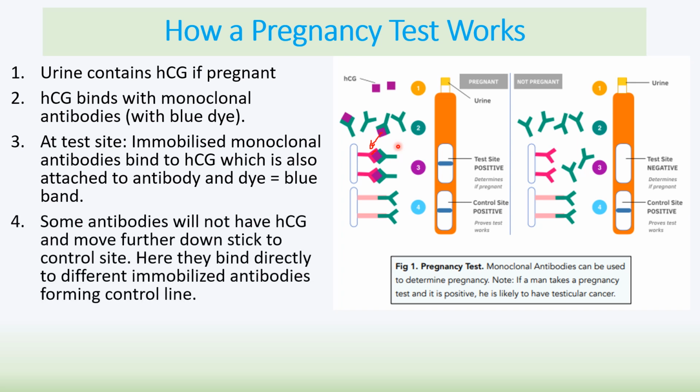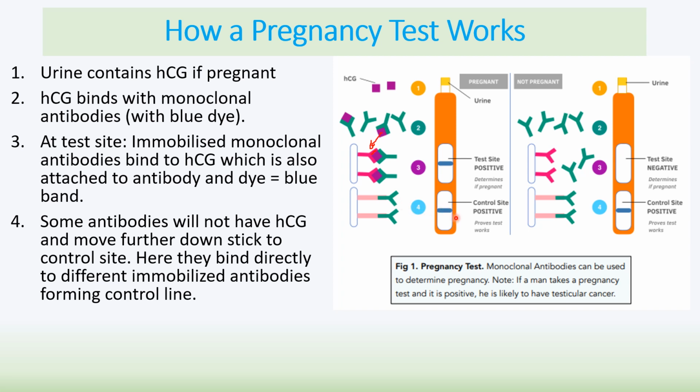Some of the monoclonal antibodies will not have HCG. There are too many of them to all have HCG hormone. So these ones will move past. They won't attach to this antibody, which is complementary to the HCG. They will move further down the stick, and they directly bind to another immobilized antibody, which is complementary to their shape, and therefore you get a second line as a result.